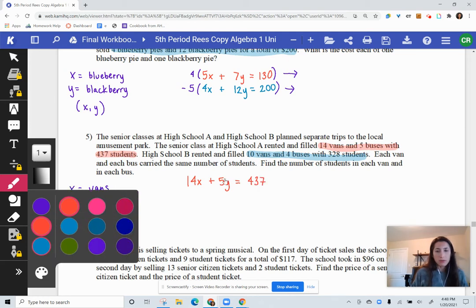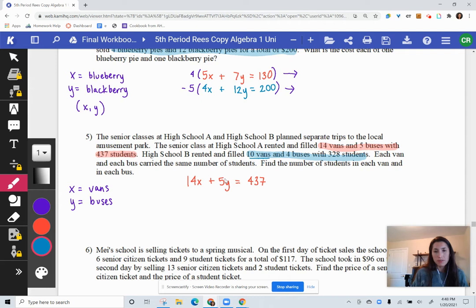And then I'm going to let you go ahead and write out this equation here. 10 vans, 10x, 4 buses, 4y, equaling 328. And then you're going to do the same thing for this problem. You're going to have to eliminate either the x's or the y's by making exact opposites.